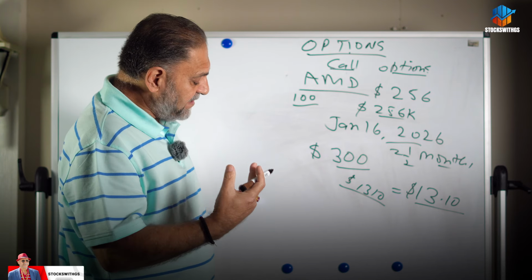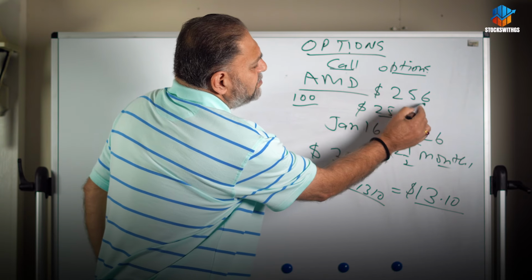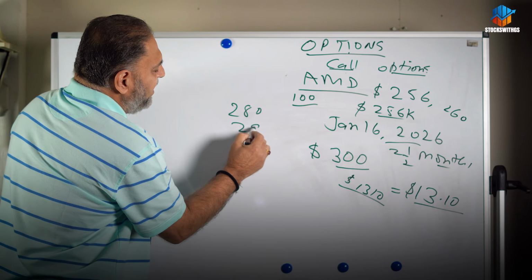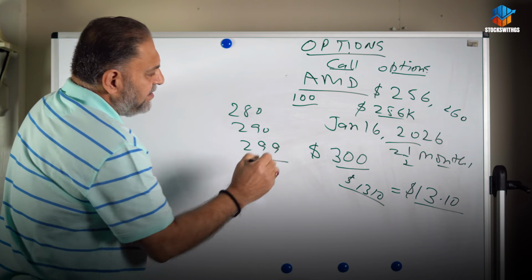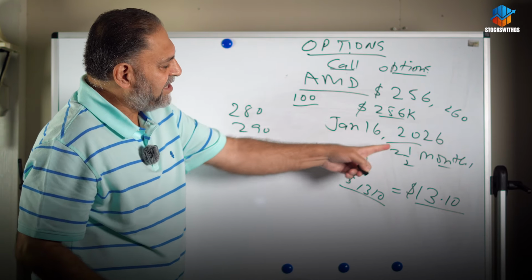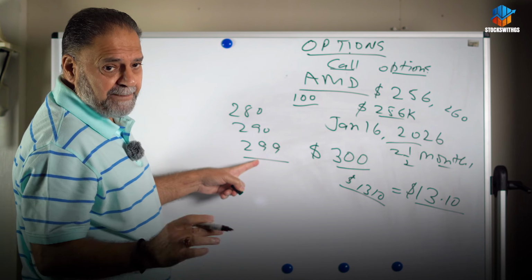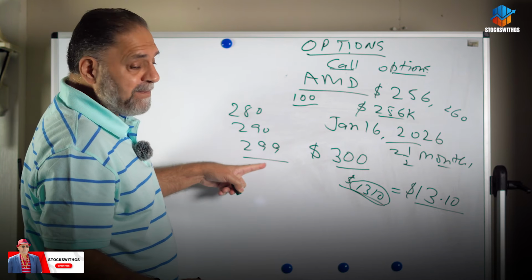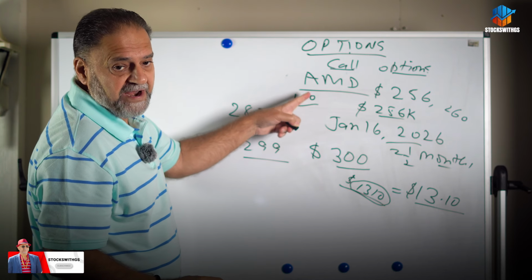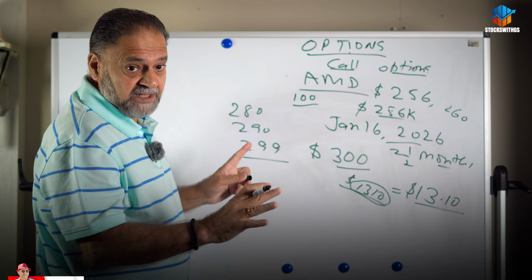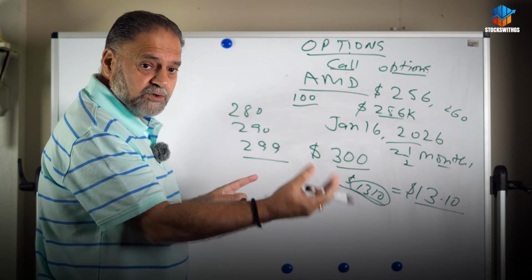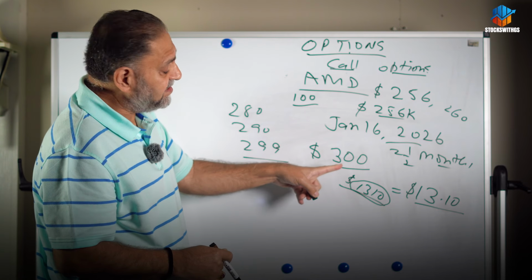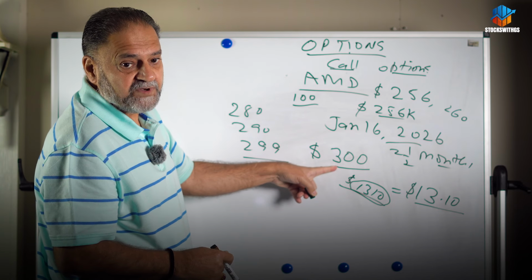Most of the times, what happens is the stock price stays $256, $260, $280, $290, $299 up on January 16, 2026. If the price is $299, what happens? You keep $1,310 which he gave you, and you still keep your stock. You keep your 100 shares of AMD. You don't have to give it away. You have to give this stock to the buyer only if the price goes beyond 300, because 300 is the strike price. You got my point?